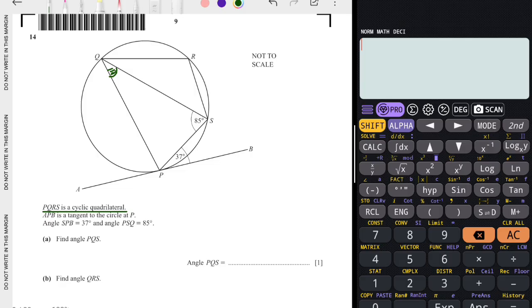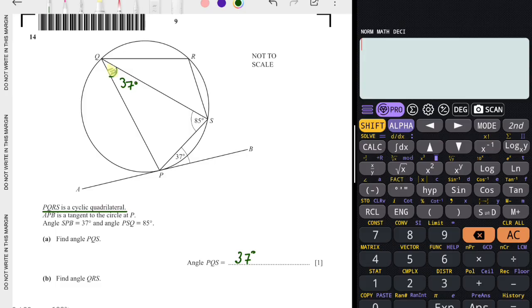So according to the given instructions, APB is the tangent. So if you see, students, this angle, SPB, would be same as PQS. So this angle would also be 37 degree, as this is alternate segment property. Now the answer would be 37.